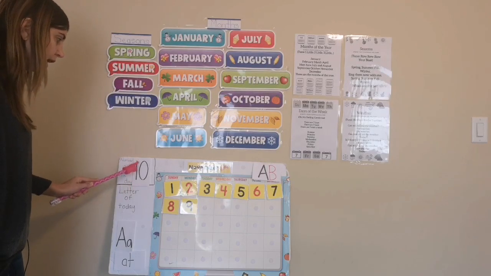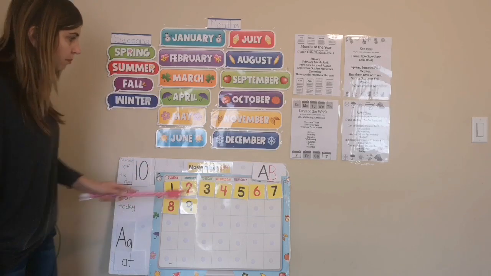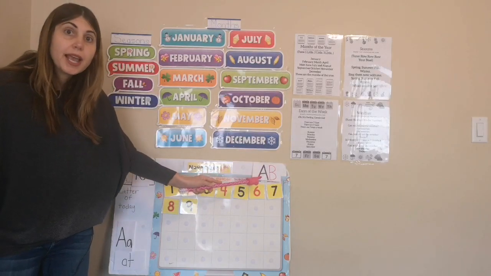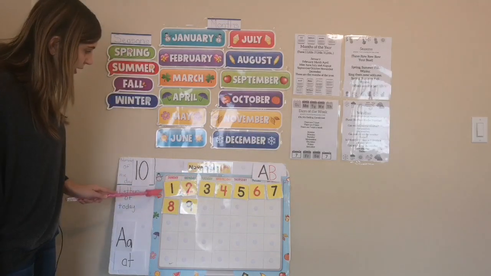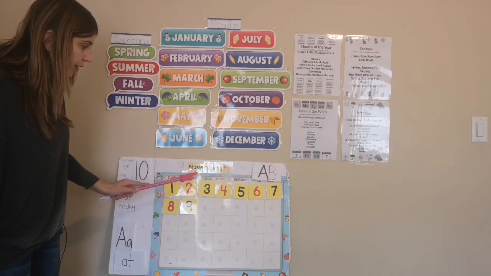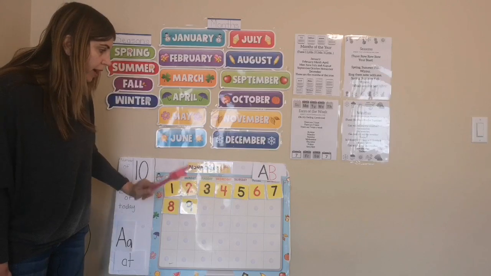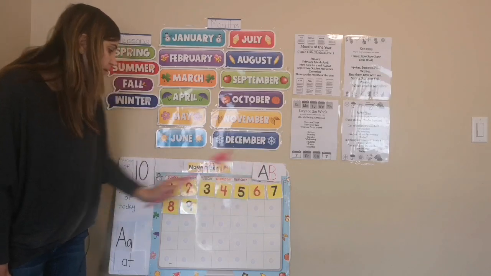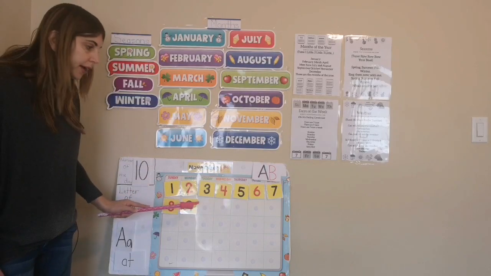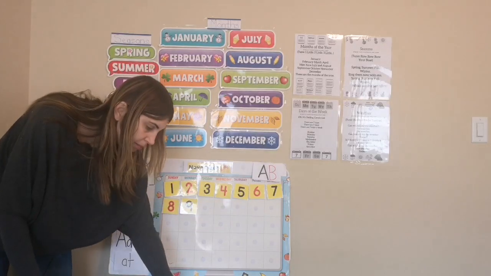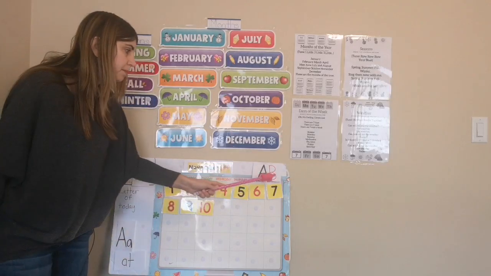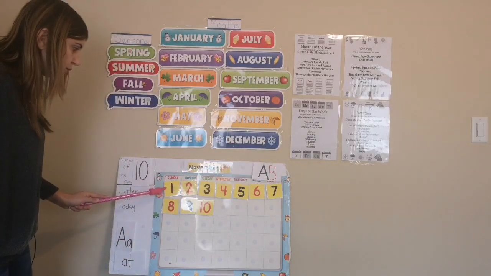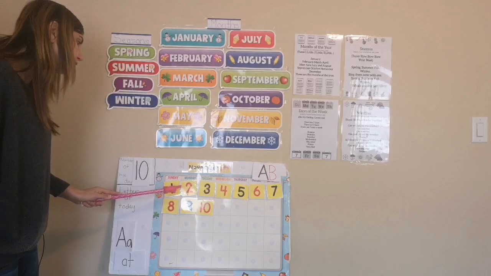10 is a 1 and a 0. My calendar has an AB pattern. Black, red. See? It goes black, red, and then it repeats. Black, red, black, red, black, red, black. So my 10 needs to be red. That's called an AB pattern because two different things repeat over and over again.